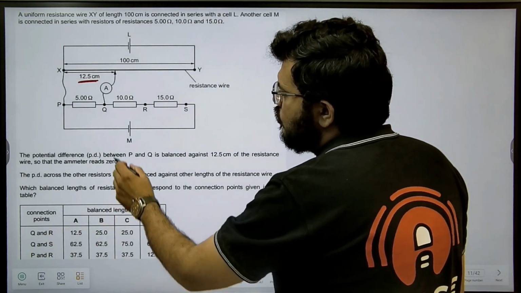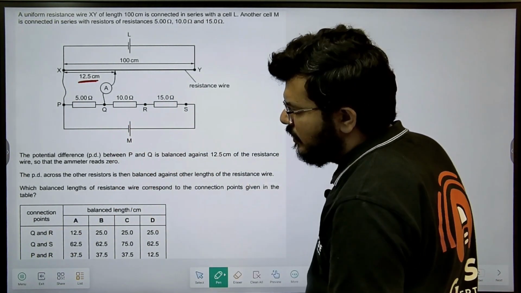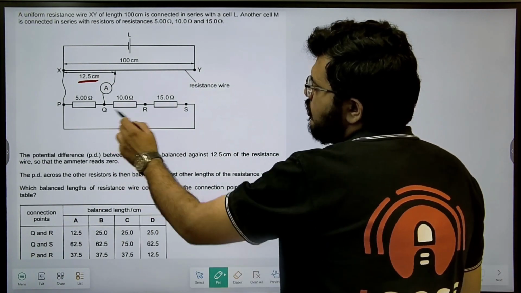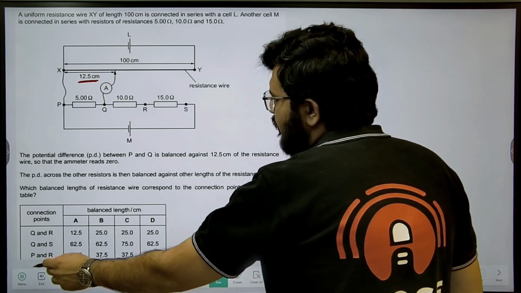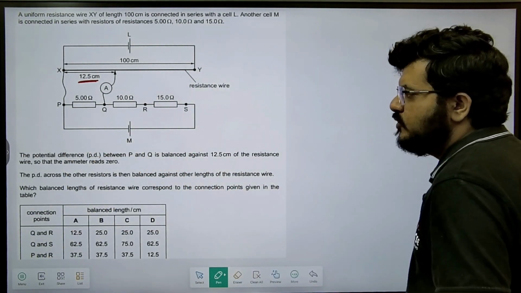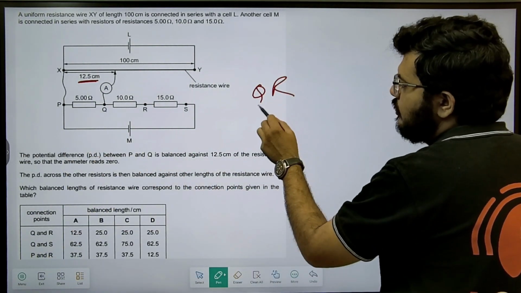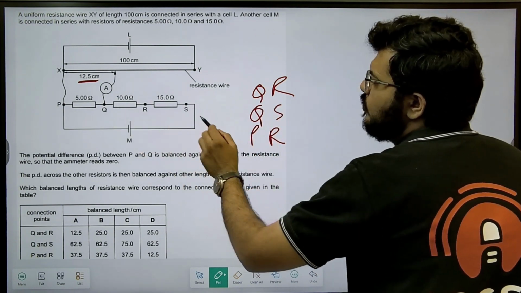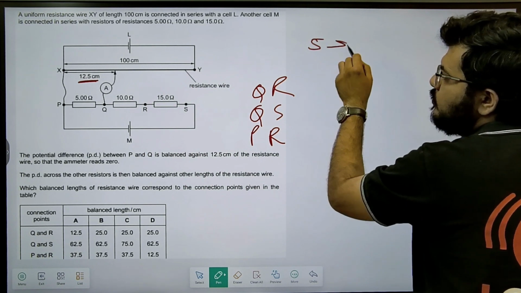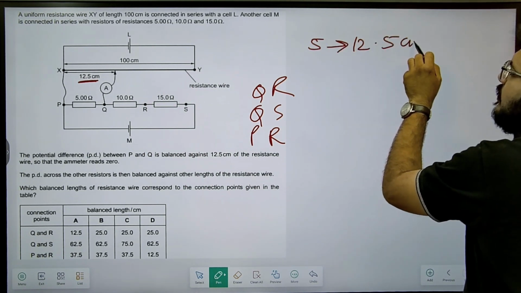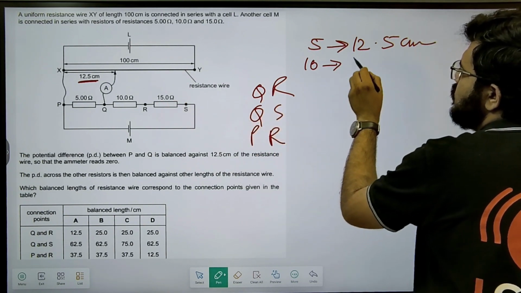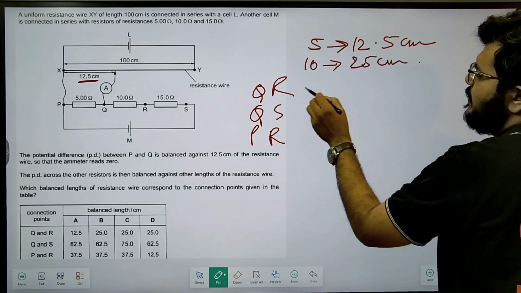Connection position QR. So when I connect between QR, what should be the reading? When I connect between QS, what should be the reading? When I connect between PR, what should be the reading? So QR, QS and PR. So let's first find for QR. If 5 ohms has 12.5 centimeter as balance length, 10 ohms, right? QR is 10 ohm. That should have 25 centimeter as the balance length.